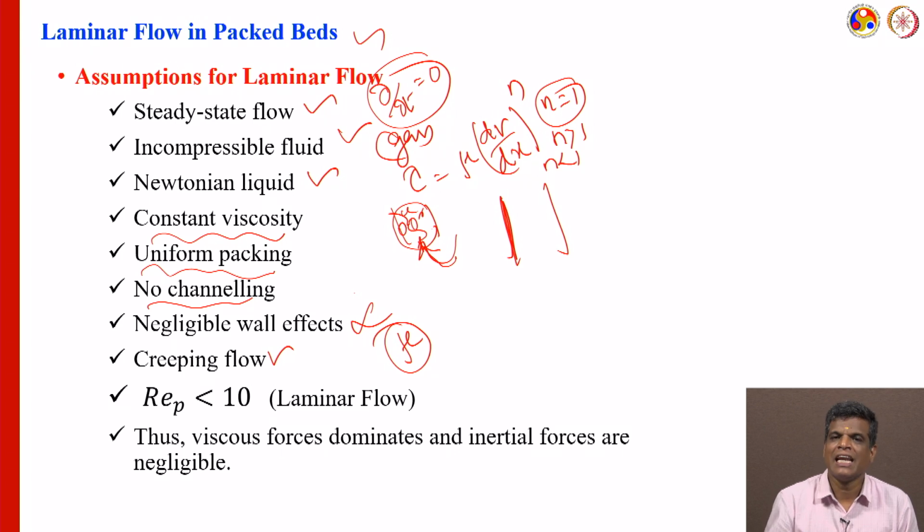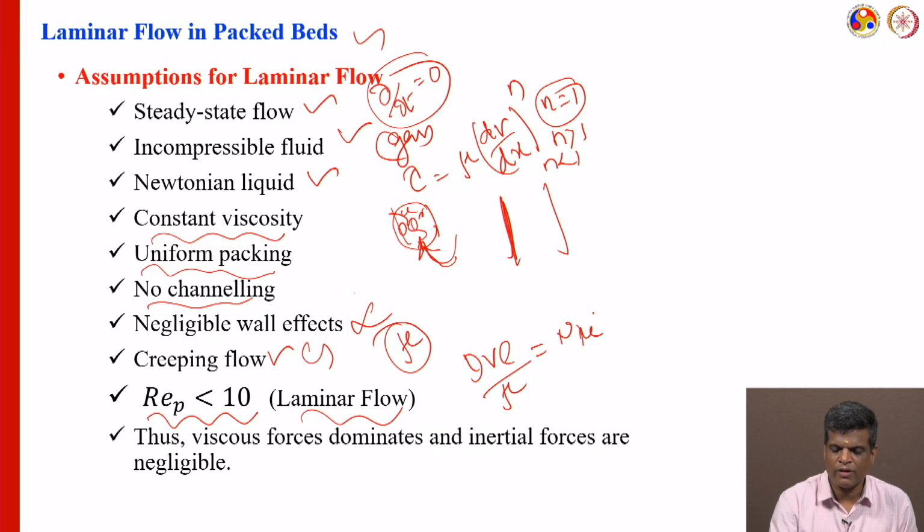Sometimes we can say laminar flow; the creeping flow and laminar flow are the same. Whenever the viscous force is dominant, the Reynolds number automatically decreases. That is why they mention Reynolds number less than 10 for laminar flow. We define the Reynolds number as d V rho by mu. The Reynolds number is always less than 10, not greater than 10.